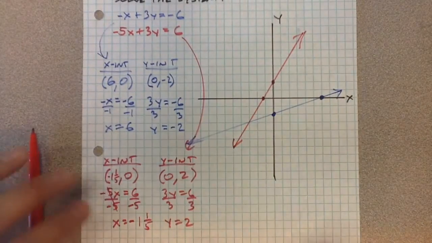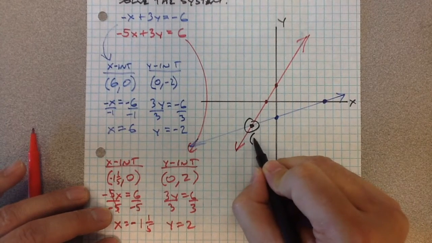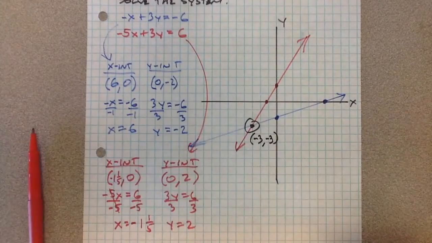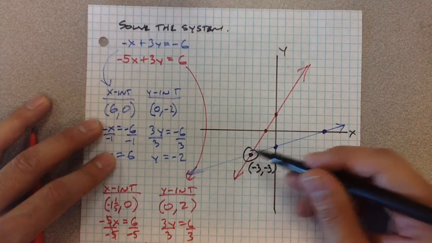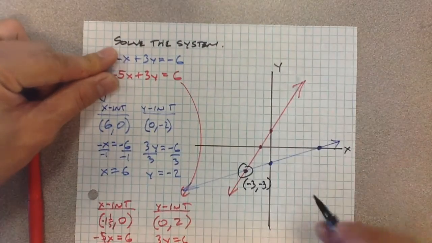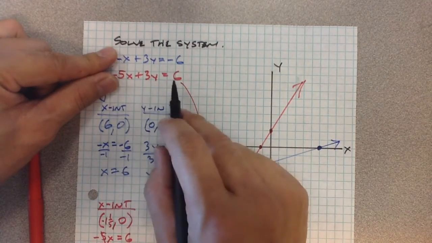So it looks like my intersection point is right here, which is the coordinates (-3, -3). And so once again, the logic is this. If these two lines share this point and only this point, then the original equations should share the solution x is -3, y is -3 as an answer.